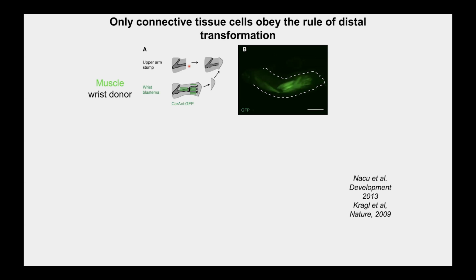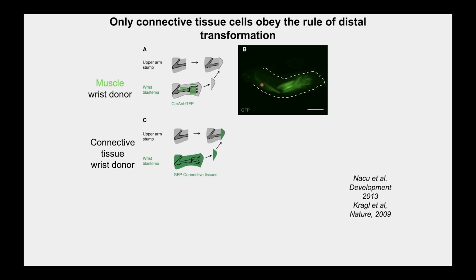And so you can see that here. And interestingly, the transgenic cells that came from the hand blastema contribute to muscle in the lower arm and the upper arm. So this goes against this rule of distal transformation. So we conclude from this that the muscle progenitor cells that are in the blastema do not have any kind of positional identity.